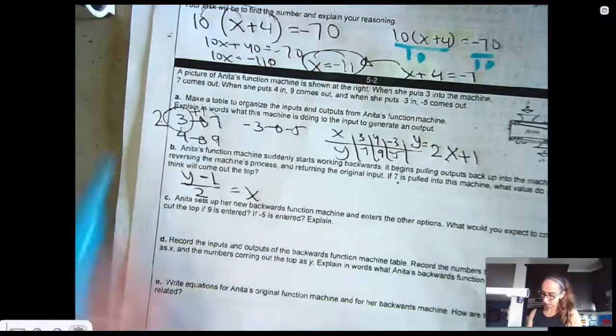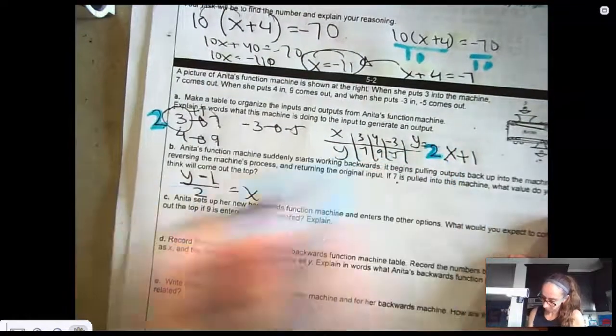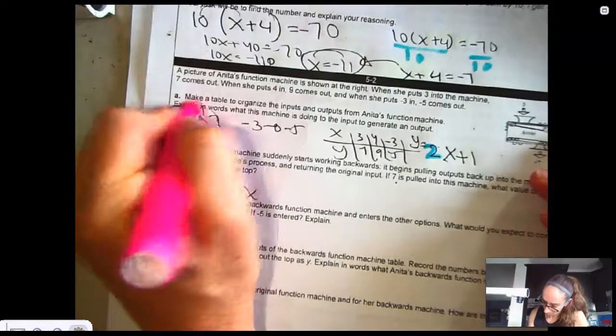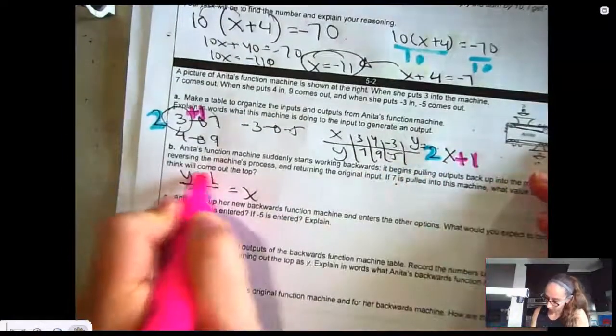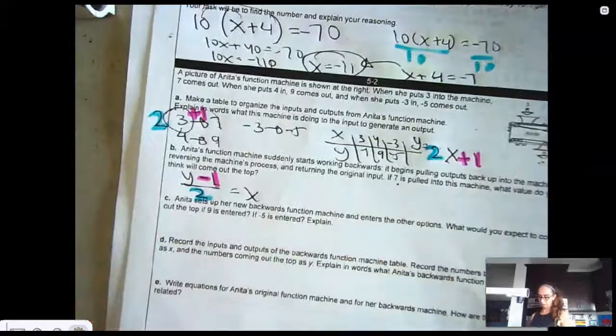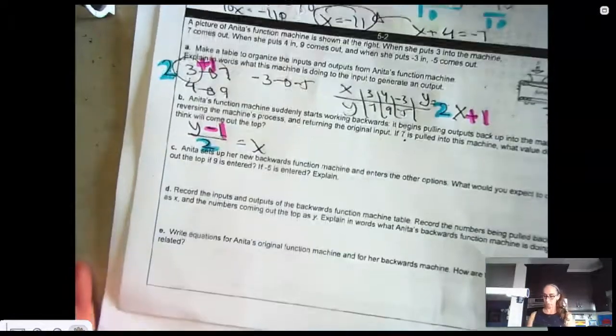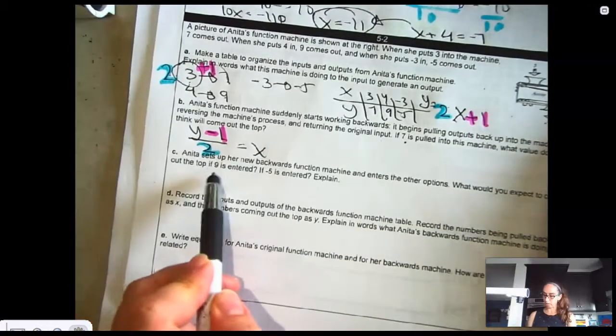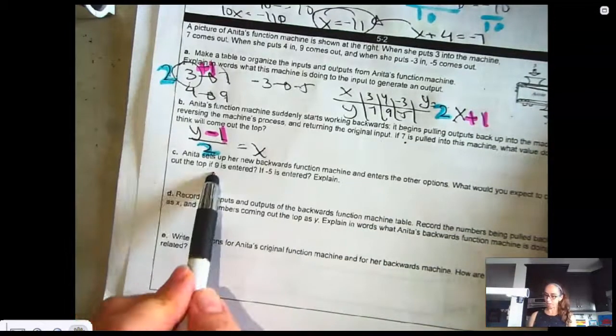So what I want you to see is this 2 that was here is now here. This plus 1 is now minus 1. Okay? Anita sets up her new backwards machine and enters the other options. What would you expect to come out of the top if 9 is entered?